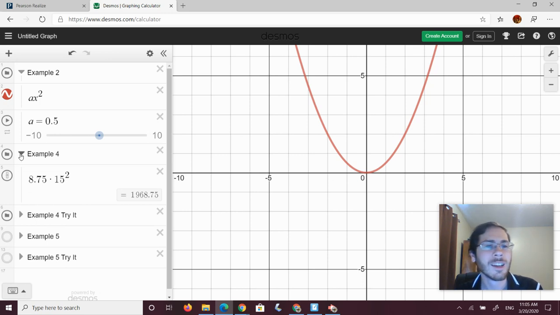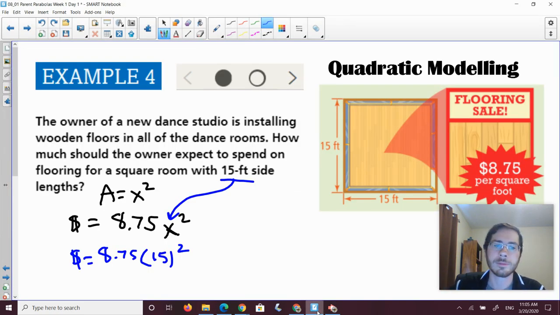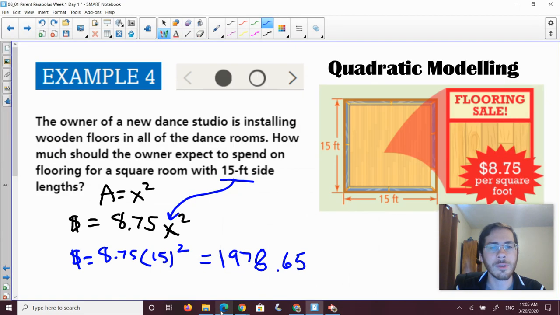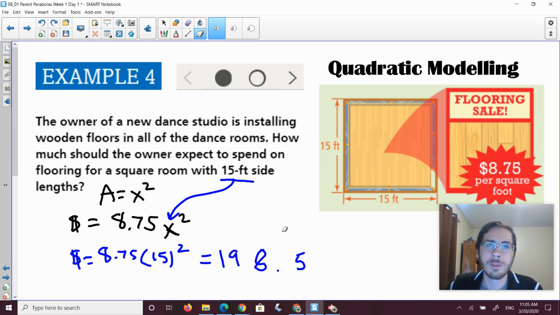Look at that. We get 1,968.75. Hopefully I remembered that right. 1978.65. 1968.75. Did not remember it right. That's okay, we can just change it, and that's why you always got to double check. Make sure that you actually write down what's on your calculator, because everybody makes mistakes.